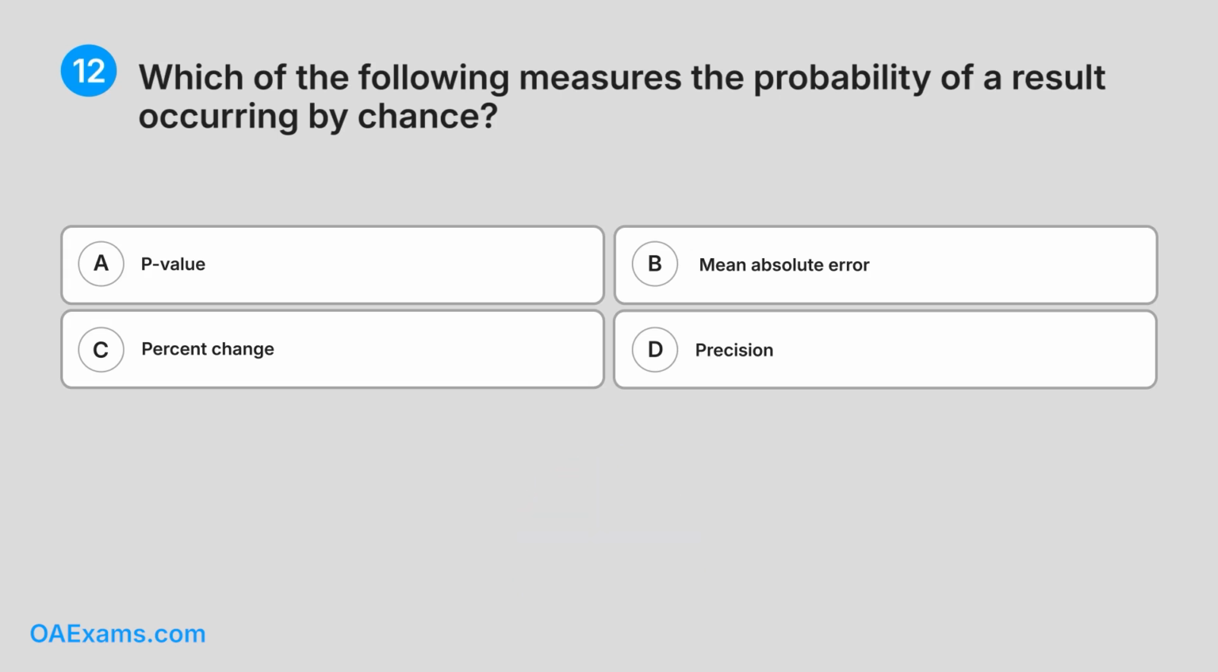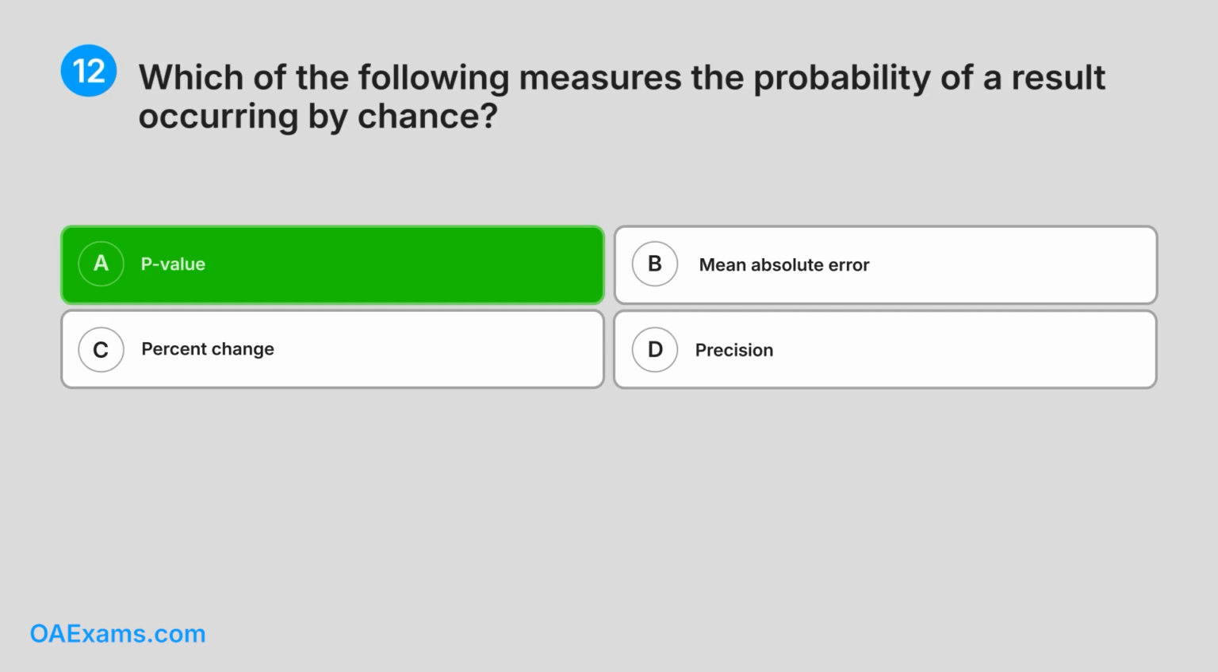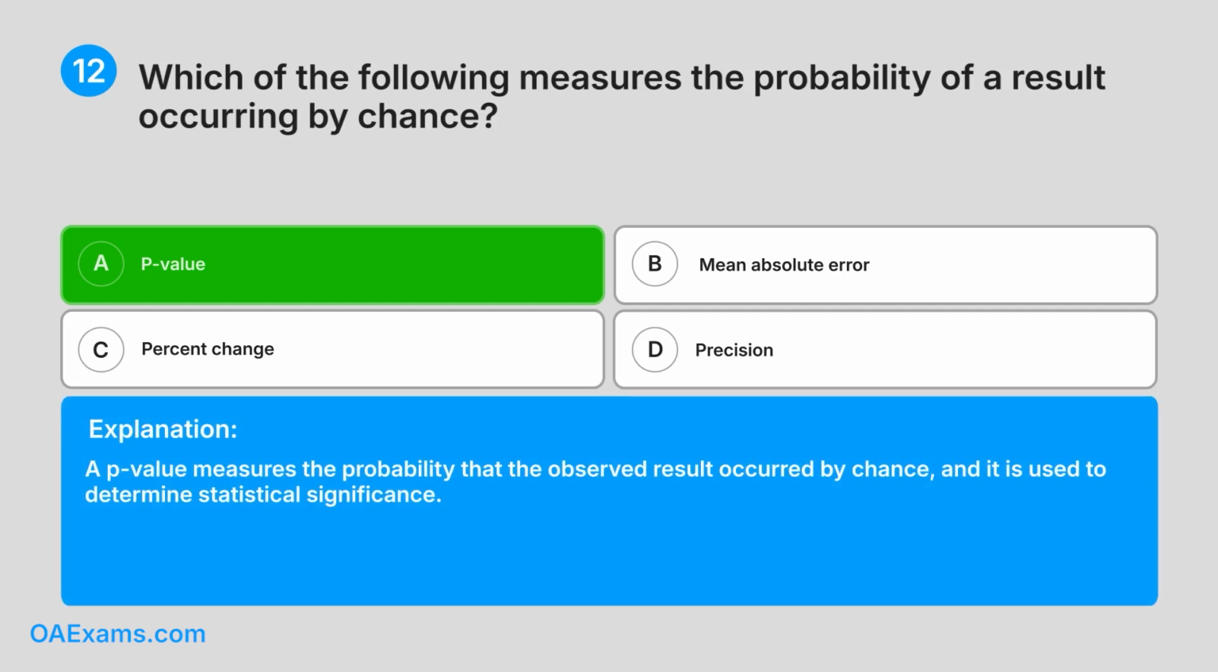Correct answer. A. P-value. Explanation. A p-value measures the probability that the observed result occurred by chance, and it is used to determine statistical significance.